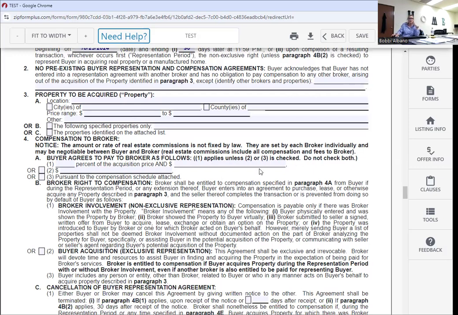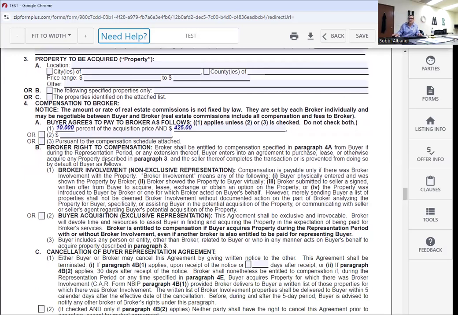Do not check both. So we have 3 options here. We have 1, it's a percentage of the acquisition price and it can be another flat fee. So you can put a percentage and your TC fee or whatever you want to put there. Or you can put a flat rate on number 2, or you can put number 3, pursuant to the compensation schedule attached, and then attach a compensation schedule. So in this case, we're just going to put a percentage. We're going to put 10% of the acquisition price and $425 TC fee. Okay, that's what we're going to put here.